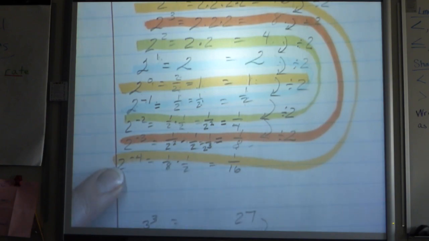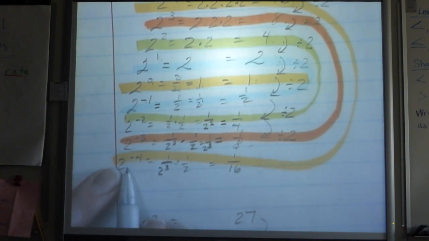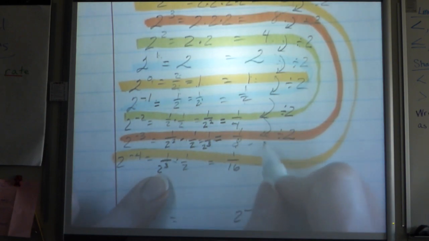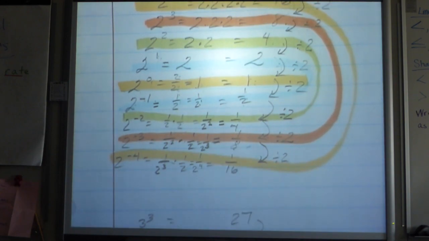2 to the negative 3rd is this previous answer, 1 over 2 cubed. I'm just going to take that 8. It's the same thing as 2 cubed. I just want to emphasize these powers of 2. Okay, 2 to the negative 4th, we take that previous answer, 2 to the 3rd, and divide it by 2. How do we divide by 2? Multiply by its reciprocal, times 1/2. This gives us 1 over 2 to the 4th, 1/16.